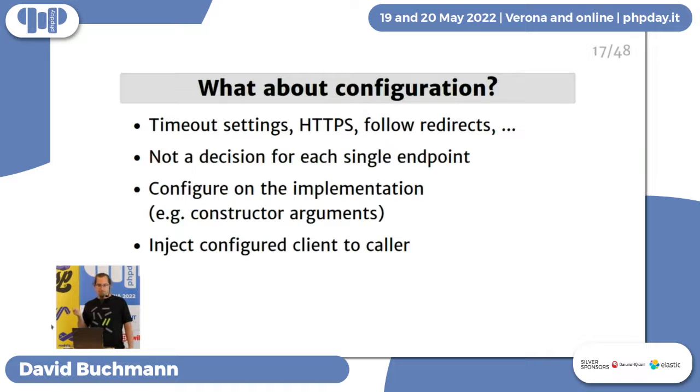And in our opinion, that's not a decision for each endpoint, for each single thing that you write to do. So not a decision for each single request, but it's a thing to configure on the whole client. And then you inject the client set up the way you need it, and then your library that talks over HTTP can rely on the client to be set up correctly.